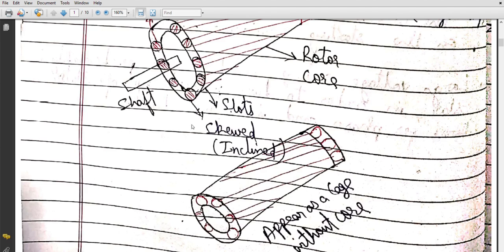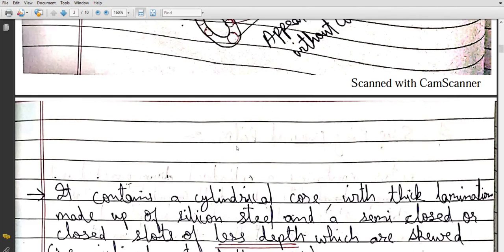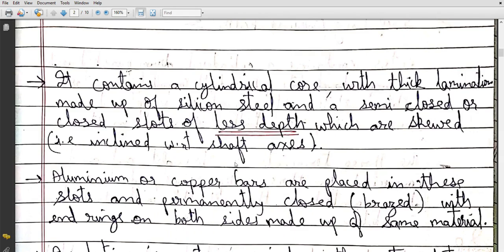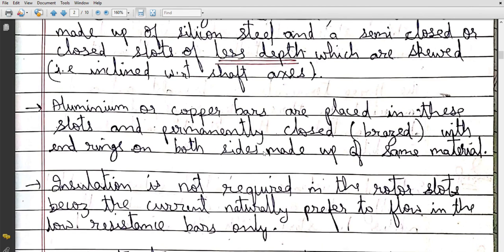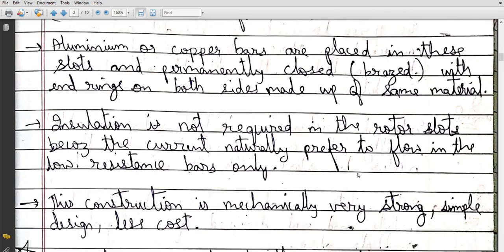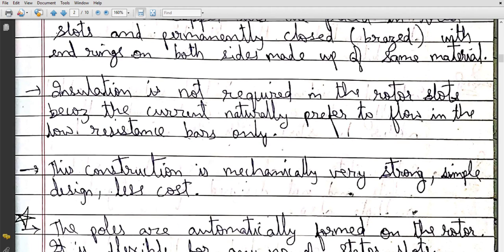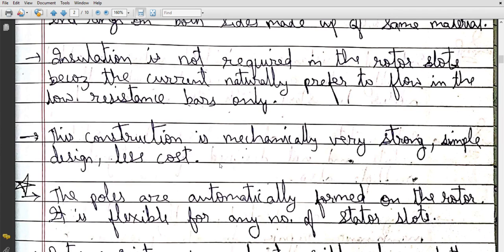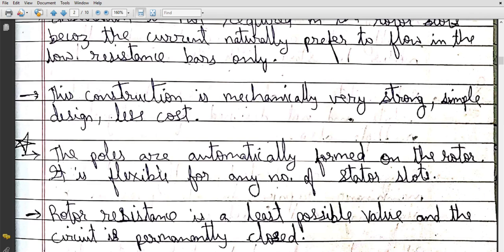Now it is skewed. What do we mean by skewed? We will be discussing skewing in the later half of this unit, and why we need to do skewing. Now it contains a cylindrical core with thick lamination made up of silicon steel, and semi-closed or closed slots which are skewed. Aluminum or copper bars are placed in these slots and permanently closed with end rings on both sides made of the same material. This construction is mechanically very strong, simple in design, and low cost.